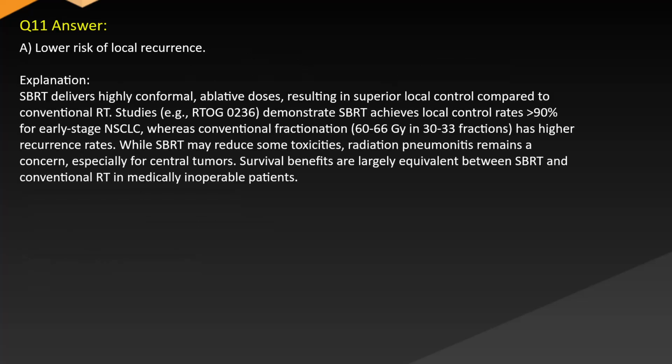Answer A. Low risk of local recurrence. Explanation: SBRT delivers highly conformal ablative doses, resulting in superior local control compared to conventional RT. Studies such as RTOG 0236 demonstrate SBRT achieves local control rates over 90% for early-stage NSCLC, whereas conventional fractionation, 60 to 66 Gy in 30 to 33 fractions, has high recurrence rates.